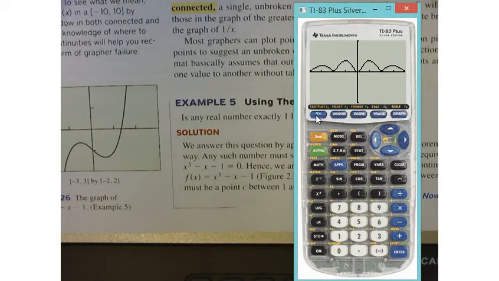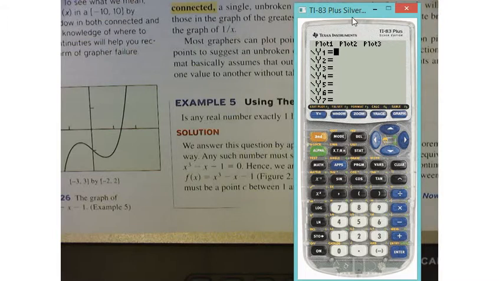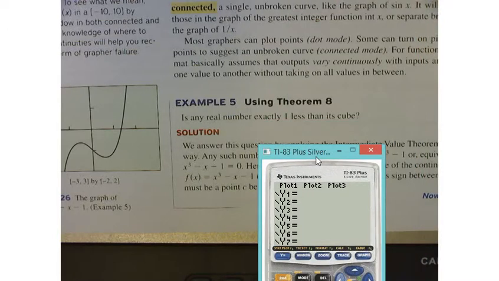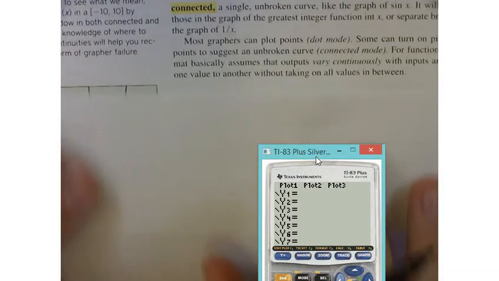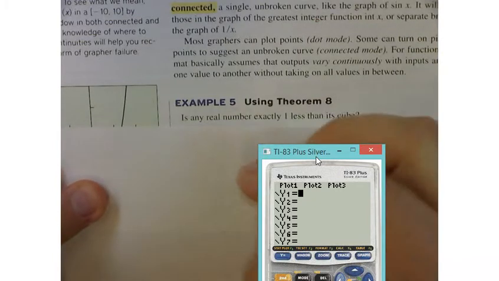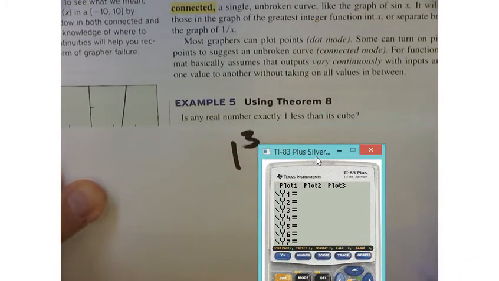So here's what we're saying. Let me read it again: is any number exactly 1 less than its cube? Is there one number that exists that is 1 less than its cube? So 1 cubed is 1. 2 cubed, let's write some of this stuff down. Maybe that'll help make sense. So it says, is there any one real number that is 1 less than its cube? So let's look at that. 1 cubed equals 1. Okay.